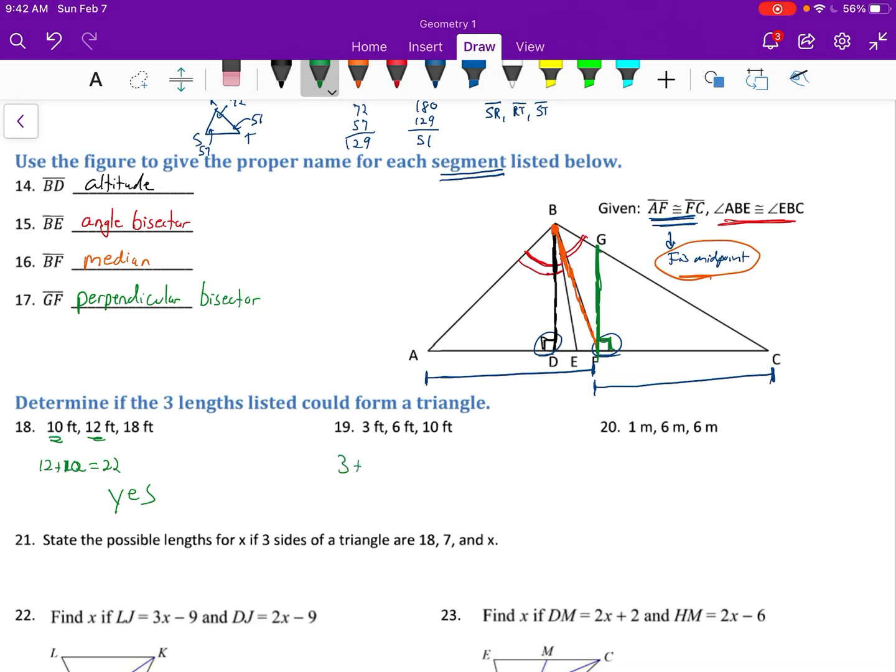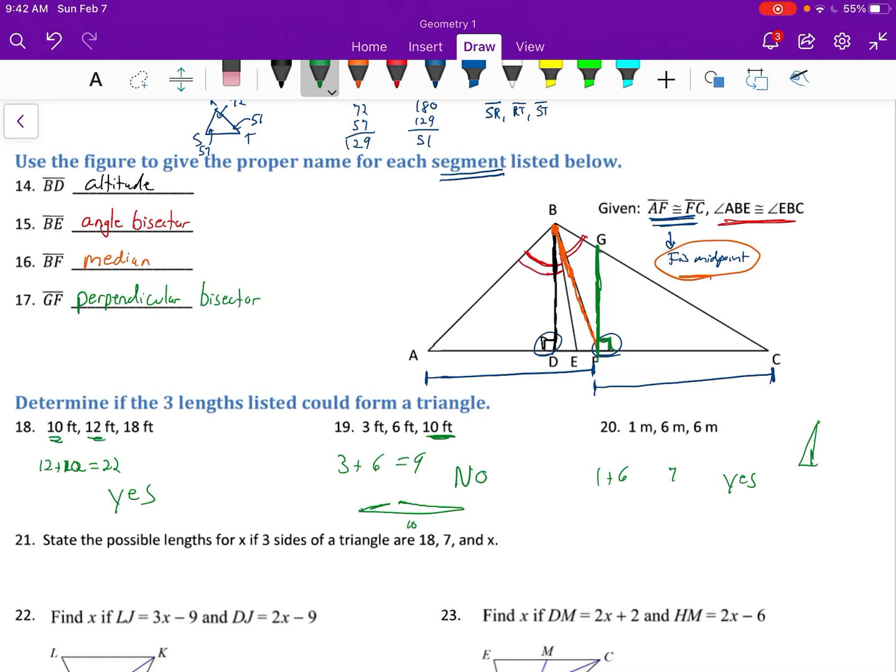3 feet plus 6 feet is 9 feet. That's not big enough. It wouldn't form a triangle. It would look something like here's the 10, here's the 3, and here's the 6. They wouldn't reach. So this is a no. Wouldn't form a triangle. 1, 6, and 6. Well, there's not 2 smaller, so just 1 plus 6 has to be larger than 6, which it is, so that's a yes. If you think about this, this would be an isosceles triangle with the base being much shorter.